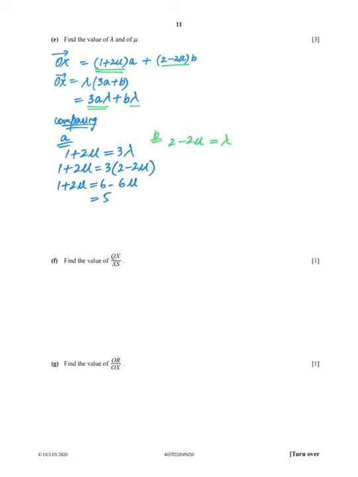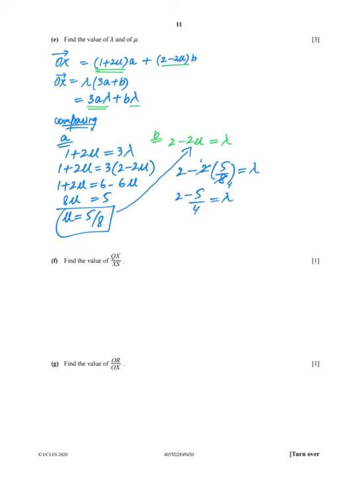6 minus 1 is 5, 2 plus 6 is equal to 8 mu, and mu equals 5 divided by 8, right? With the value of mu I'm using it here to find the value of lambda. So 2 minus 2 mu is what? It's 5 over 8 equals lambda. 2 1s are 2, 2 4s are 8, so 2 minus 5 over 4 equals lambda. Taking LCM 4, 8 minus 5 equals lambda, and lambda equals 3 divided by 4, and that is your answer.